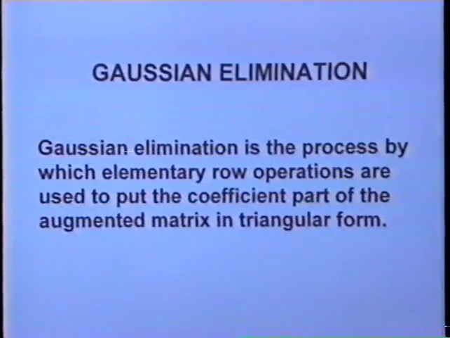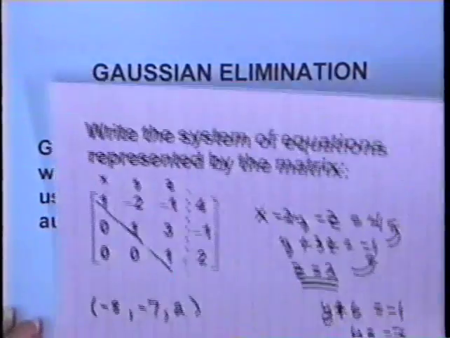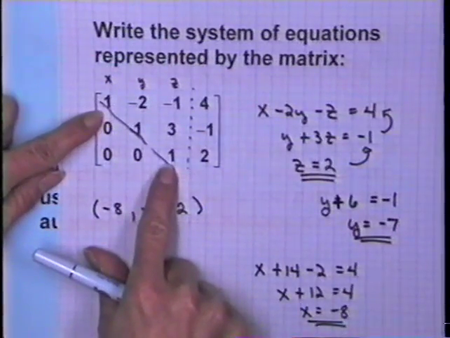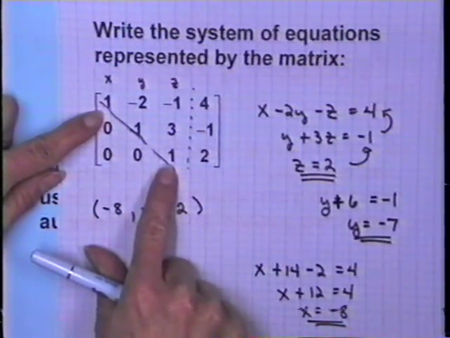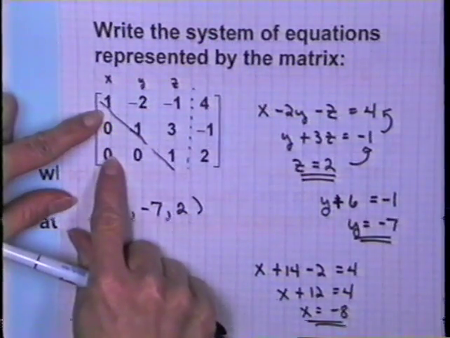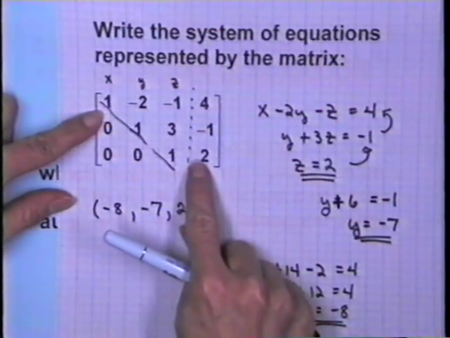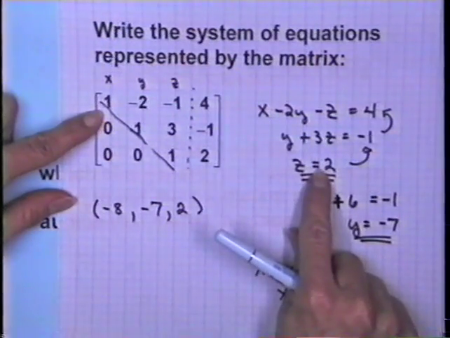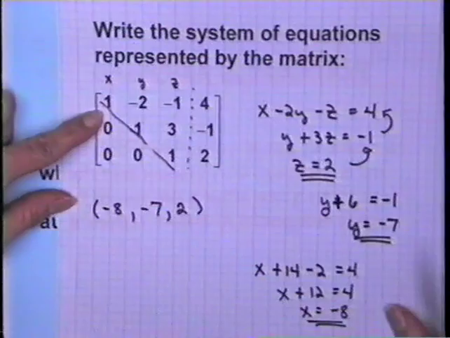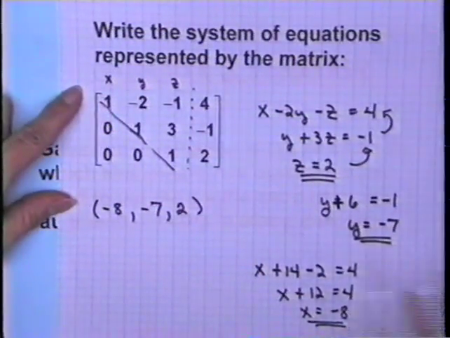Recall the triangular form was the one that we looked at like this, where we have ones on the diagonal of our coefficient part of the matrix. We have zeros down here below. And in that triangular form, notice that we had this last equation that is already solved, and then we can back substitute to find the other values. So that's what we're after.